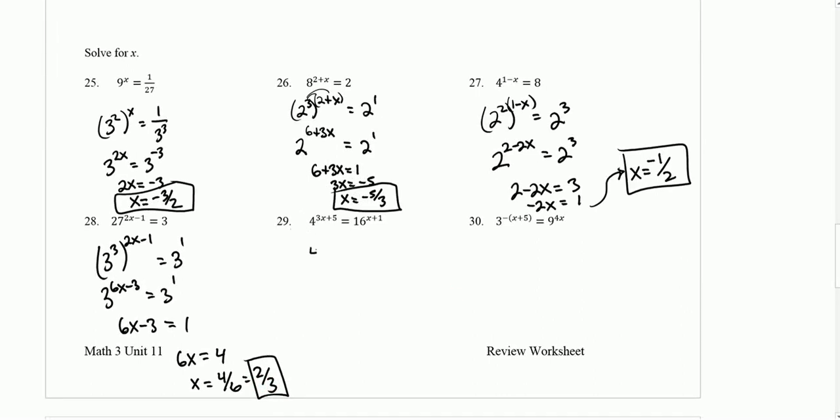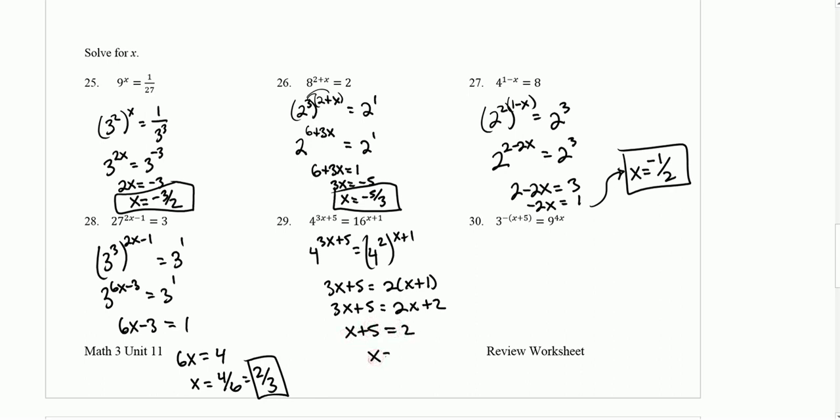29, 4 to the 3x plus 5, 16 is 4 squared, to the x plus 1. So 3x plus 5 is equal to 2 times x plus 1. I'm going to distribute. You get 3x plus 5 is 2x plus 2. Subtract 2x from both sides and get x plus 5 is 2. And subtract 5 from both sides to get x is negative 3.